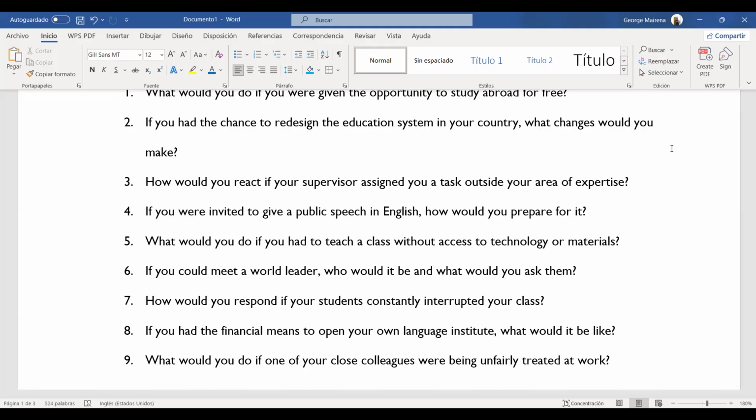Let's move on to question number 4. If you were invited to give a public speech in English, how would you prepare for it? First of all, don't be nervous and just try to think that you have the control at that point and try to be yourself in your speaking, basically. Okay, very good. Let's hit the next question.